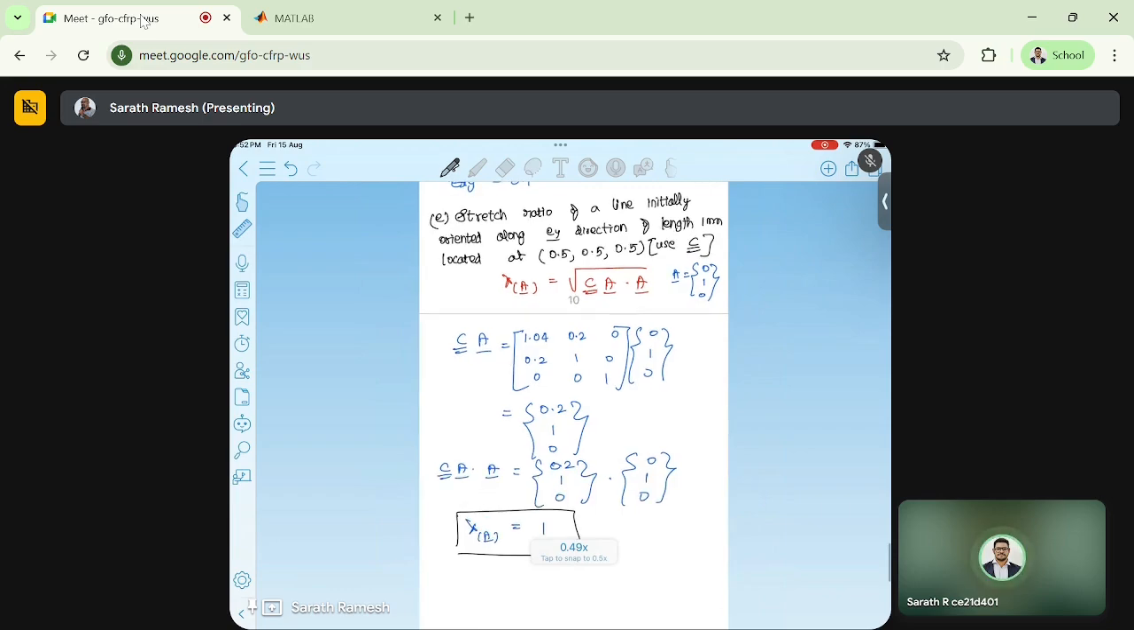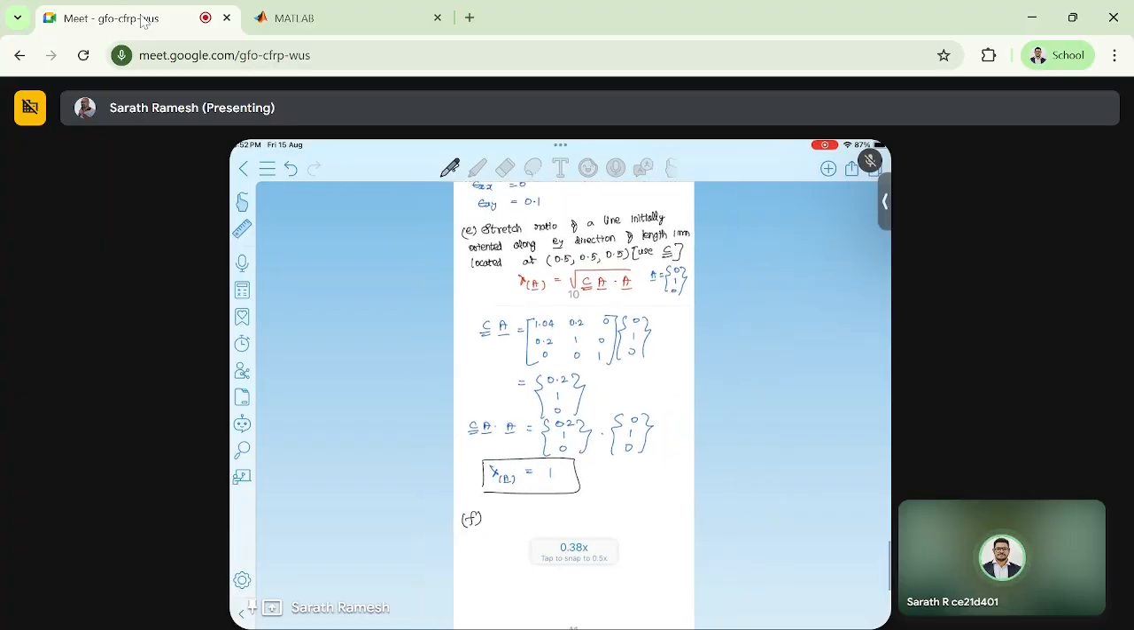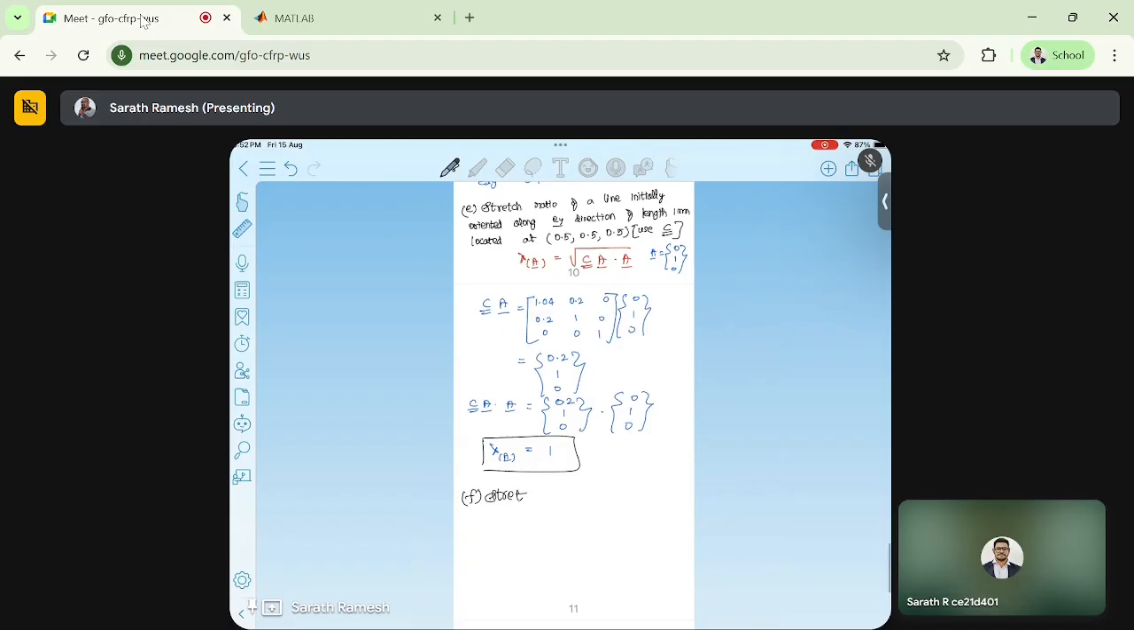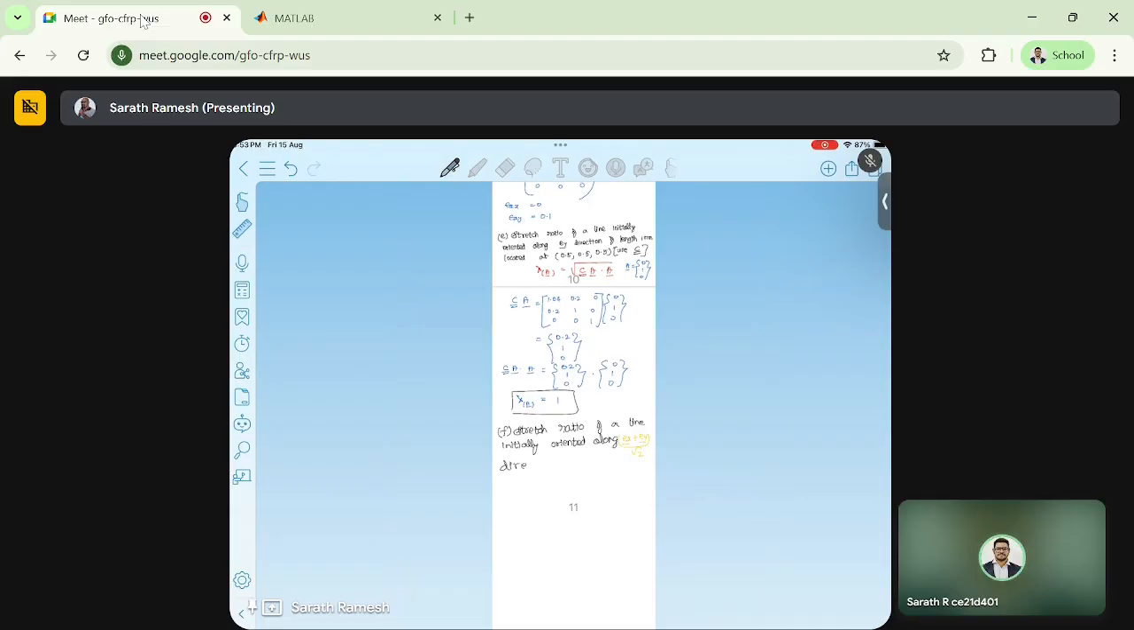Now, the next part of the question: same question, stretch ratio of a line initially oriented along not the EY direction, but instead of EY, the difference here is the (EX plus EY) by root 2 direction. Okay, this is the only change.